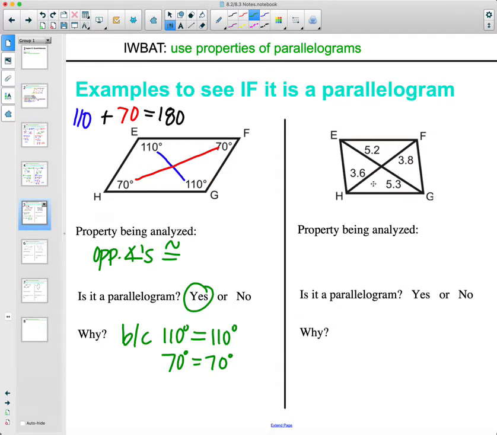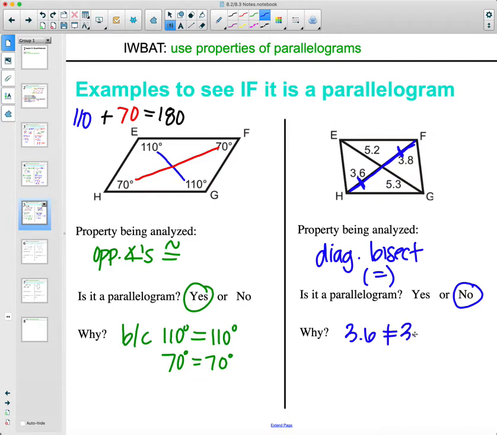Next one, do we have sides, angles, or diagonals here? Okay, and this time we have diagonals. So remember that the property that we're looking for is that diagonals bisect each other, which means that they're equal to each other. So when we take a look at this diagonal, we're trying to see, is this piece over here equal to this piece over here? And it's not. So this cannot be a parallelogram, okay? Because 3.6 does not equal 3.8. So diagonals are not equal.